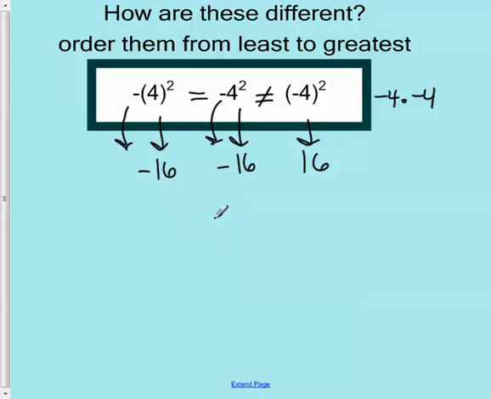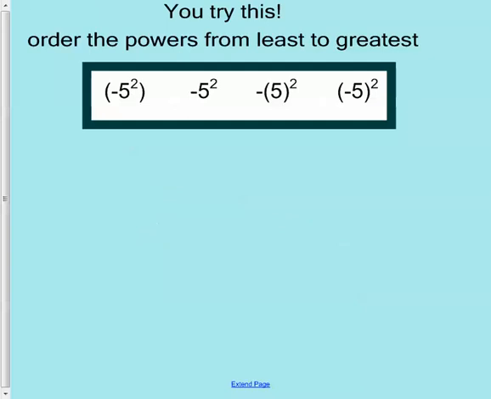So now let's order them from least to greatest. Well, we've got -4 squared, which is equal to our negative and the 4 in parentheses squared, but those are both less than a (-4) in parentheses squared. So these are our least and this is our greatest. You go ahead and try. I'll be back in just a second to show you the answers.